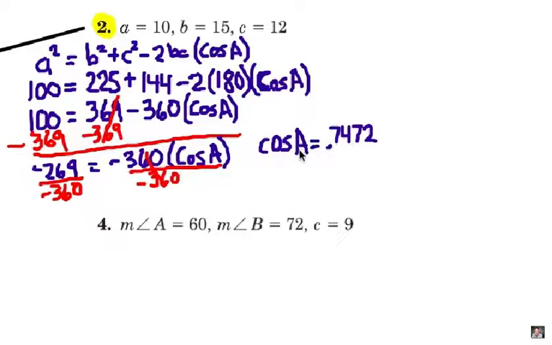Now, that's what the cosine value of A is. To find what angle A actually is, the measure of angle A, now I use the inverse cosine, don't I? So that's going to be cosine, and the symbol is -1. That's inverse cosine or arc cosine of that decimal value.